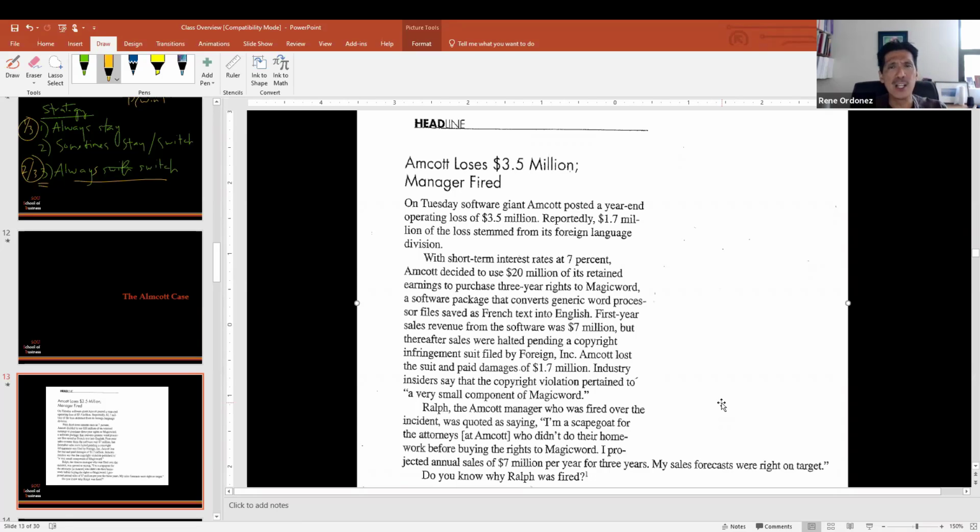So how do we evaluate this? You start by the 20 million investment. Should the 20 million investment have been made by Almcott based on Ralph's projections? Who says yes? Raise your hands. Who says no?